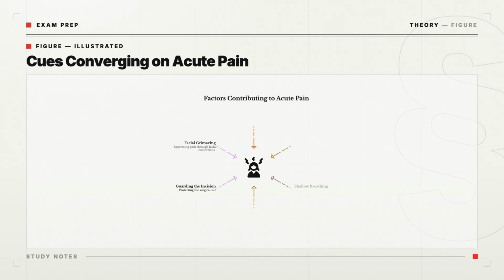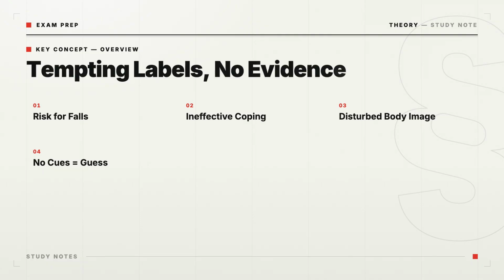Watch the cues converge. A post-operative patient reports incision pain at 8 of 10, refuses to walk, breathes in shallow sips, and avoids the spirometer. Every finding is a defining characteristic of acute pain, all pointing to the same answer. Other diagnoses might sound plausible, but they have no cues in this picture.